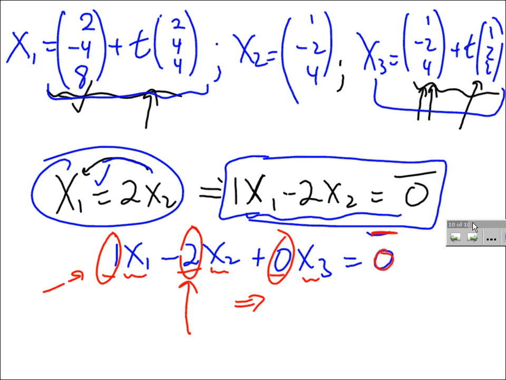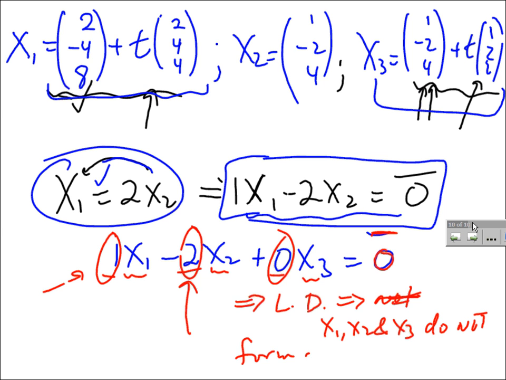This implies linearly dependent, which implies that x1, x2, and x3 do not form a fundamental solution. Fundamental solution just means that the given solutions are independent. If they're not fundamental, it means the solutions are dependent.